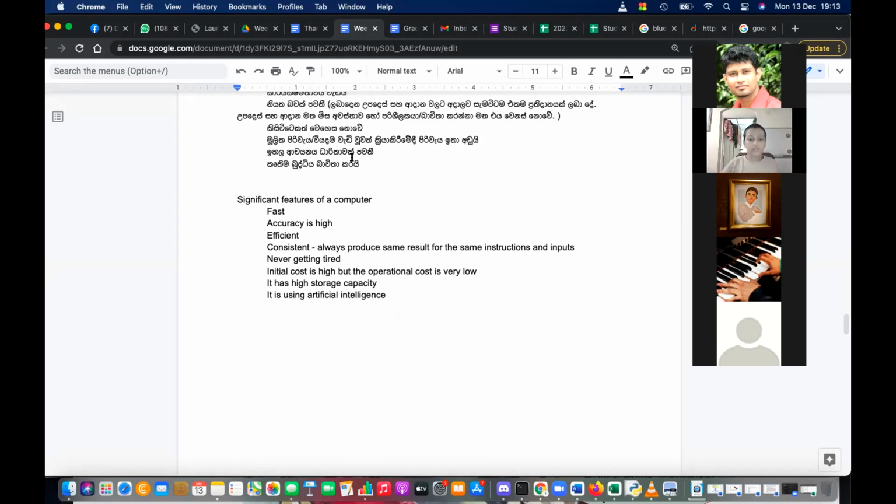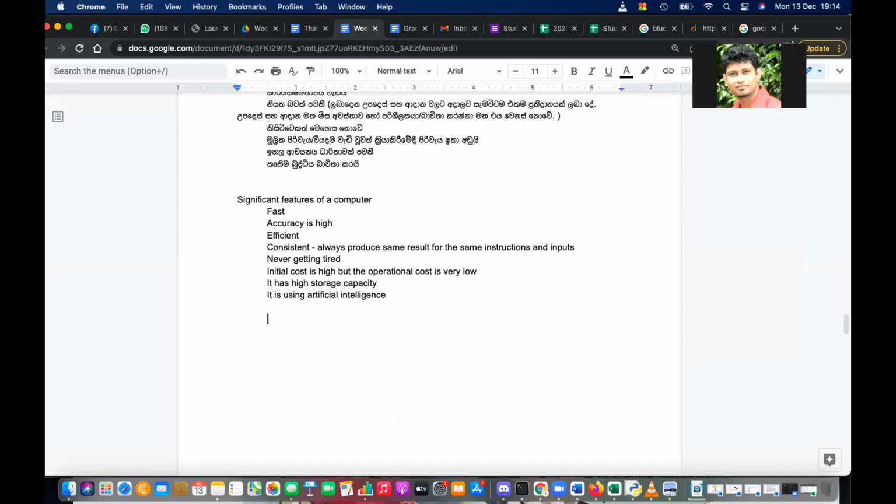So, you know, it can do tasks very fast. For the calculations, it will take seconds. Instantly, it does the calculations. Even very large amounts of calculations, it can do within just a second. And its accuracy is also high. Even though it does the calculation faster, it's not compromising the quality or the accuracy. So it keeps the accuracy and it is faster too.